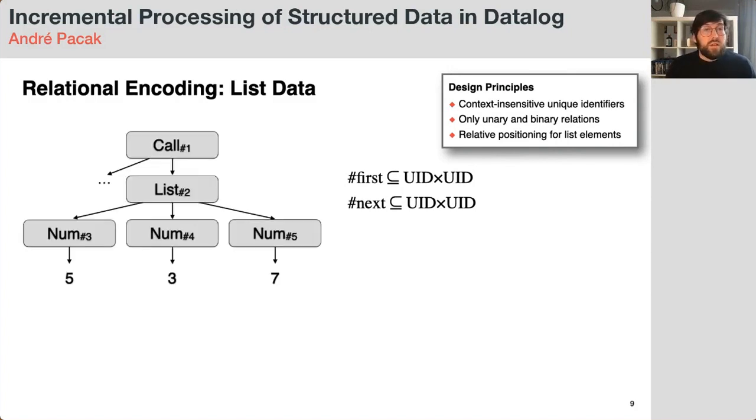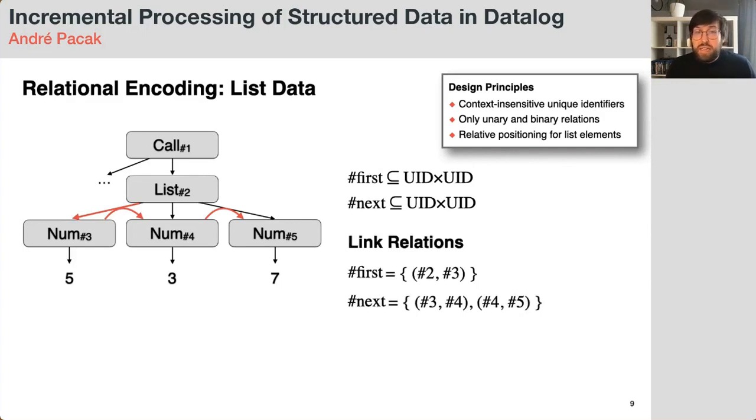Here we have an example of a tree that represents a function call that takes 3 arguments. And in red, we highlight the links between these nodes viewed from a linked list perspective. We can use this to describe the first and next relations.